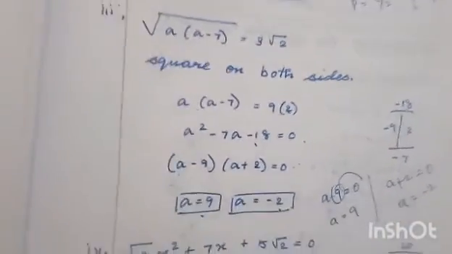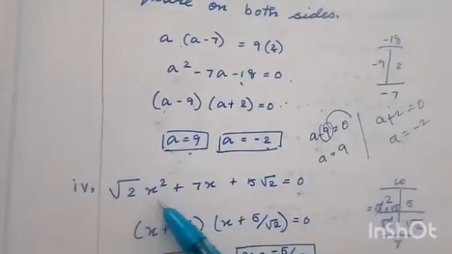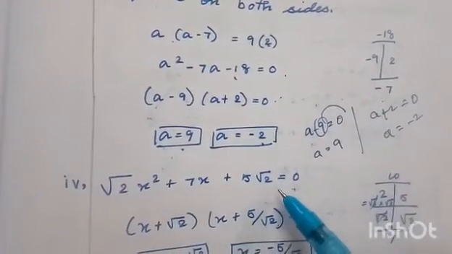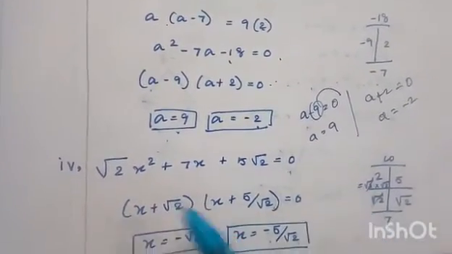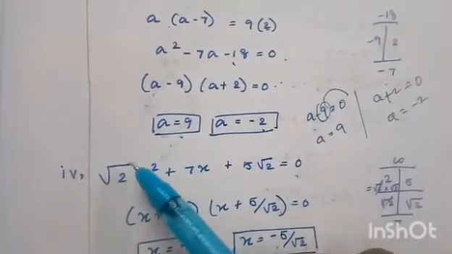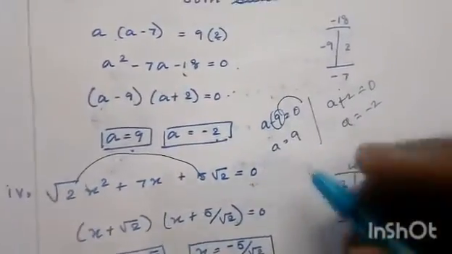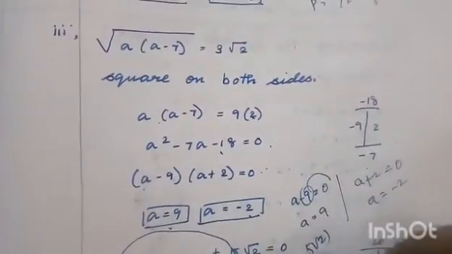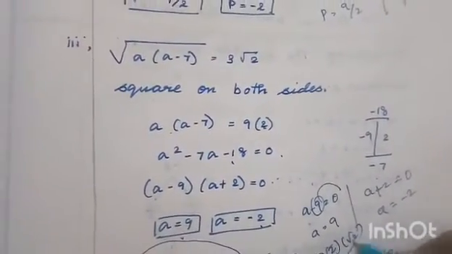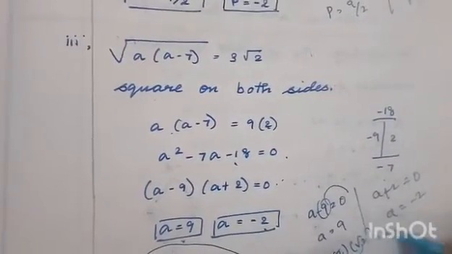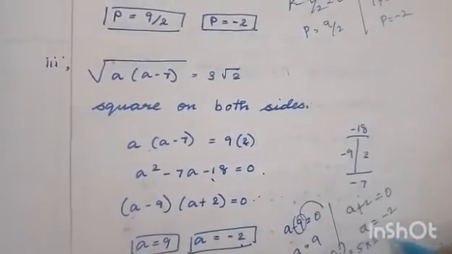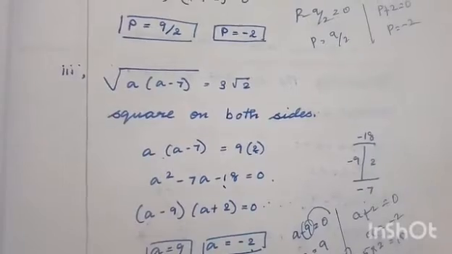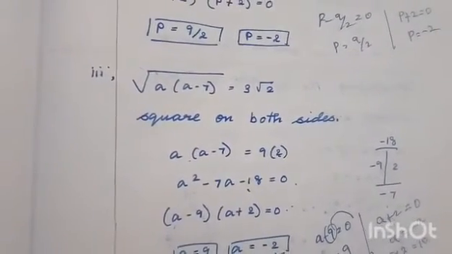Okay. Then the fourth problem. Root 2 into x square plus 7x plus 5 root 2 equal to 0. So that is how you have to make multiple. These two you have to multiply. That is 5 root 2 into root 2. Root 2 into root 2 is 2. So that is 5 into 2, equal to 10. The product value is 10. Sum value is 7.